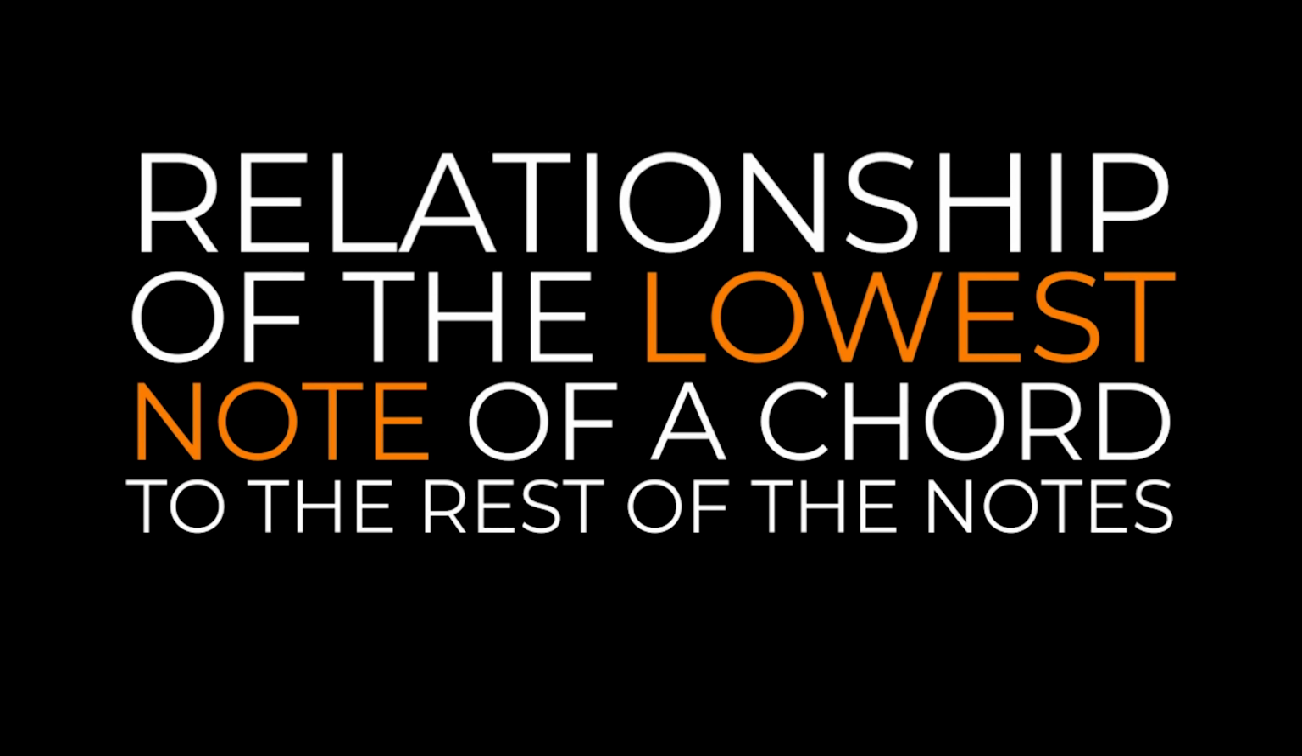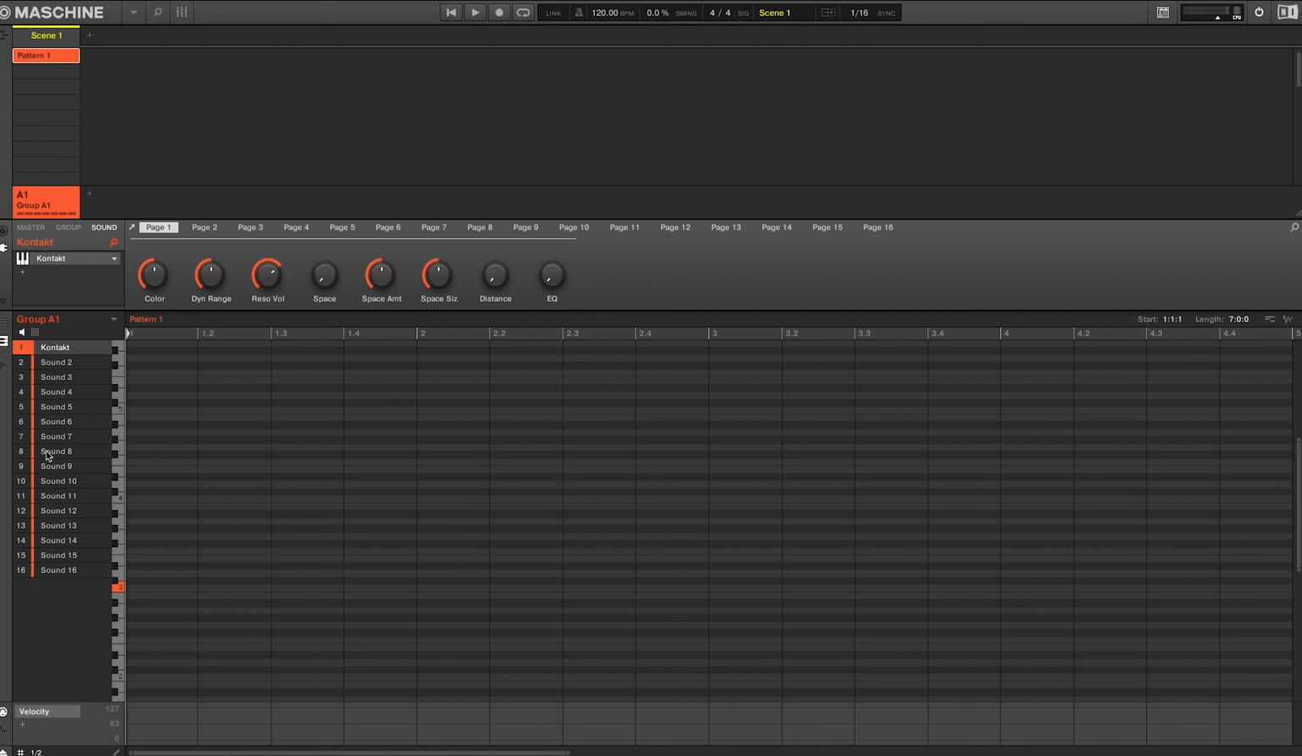Inversions describe the relationship of the lowest note of a chord to the rest of the notes. So to use a C major chord, for example, we have the C as the root, E as the third, and a G as the fifth. Playing the notes in this order puts the chord in its root position.